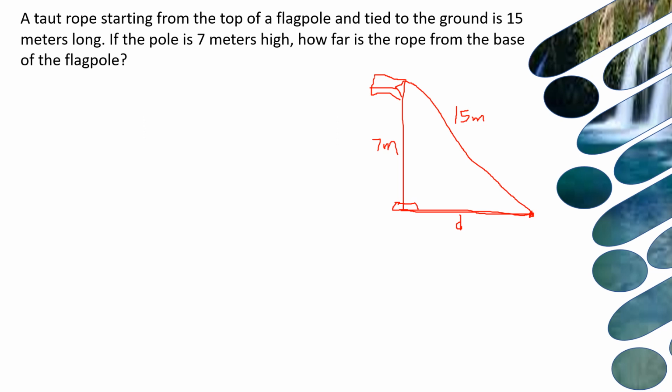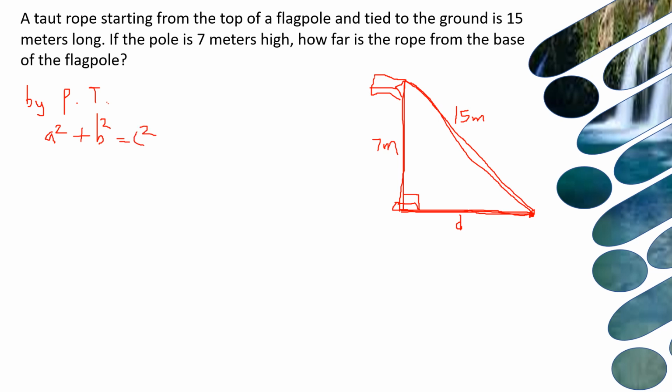rope is tied here. So since we have formed a figure of a right triangle here, where the sides of this right triangle are the flagpole, the distance from the base to the point where the rope is tied, and the rope itself, then we can solve the unknown part of this right triangle by Pythagorean theorem, which is a squared plus b squared equals c squared.